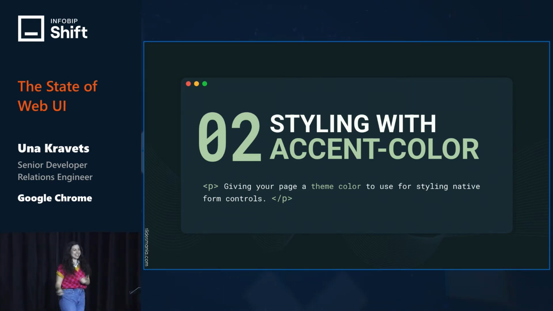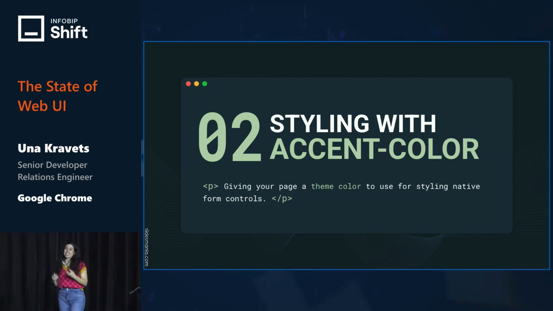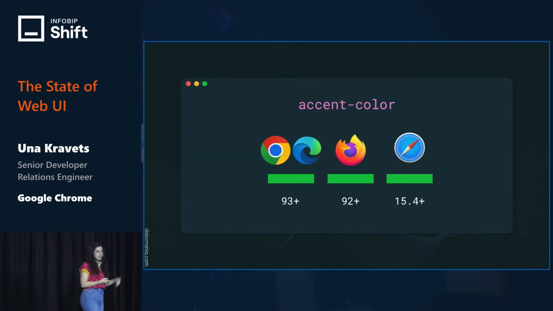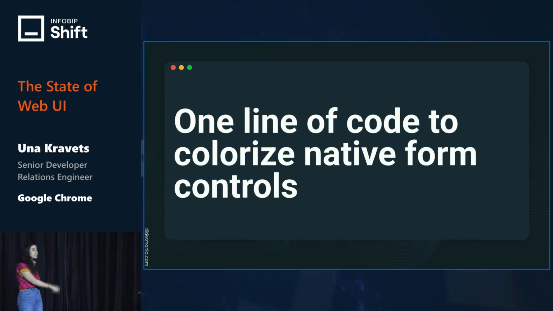Next, we have accent color, and this is a bit of a shorter one because it's literally one line of code to give your page a base theme color, which is great because sometimes styling form controls is a pain. And this is something that is also supported across browsers. As of Safari 15.4, it is now something you can all use this year, and it is, as I mentioned, one line of code to colorize native form controls.